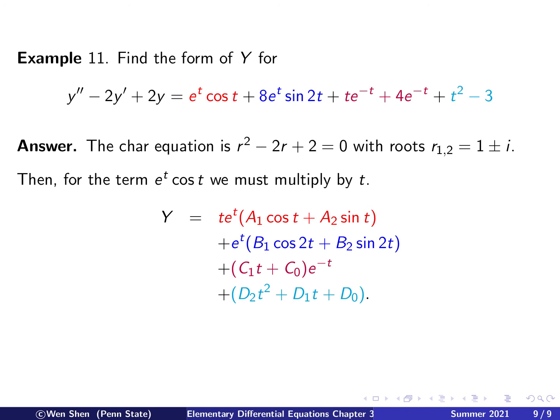And finally, let's look at the last two terms. One is t squared, one is negative 3. And we see that we can lump them together. This is a polynomial of degree 2. And that's what we fit in, a polynomial of degree 2. So the coefficients are d2 for t squared plus d1 for t plus d0 for the constant term. Here we have many coefficients, 1, 2, 3, 4, 5, 6, 7, 8, 9 of them to be determined.